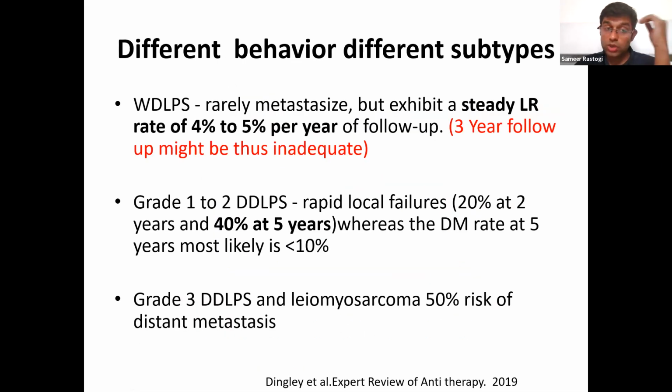But the majority of patients had dedifferentiated or well-differentiated liposarcoma, for which 3-year follow-up seems very short, because they hardly recur at the rate of 4 to 5% per year. Probably a longer follow-up will tell us something new. They took grade 3 DDLPS, dedifferentiated liposarcoma. They took leiomyosarcoma also, which doesn't recur locally very commonly and has a higher risk of distant metastasis. Probably if they had taken grade 1, grade 2 dedifferentiated liposarcoma and well-differentiated liposarcoma, maybe the benefit would have been there.